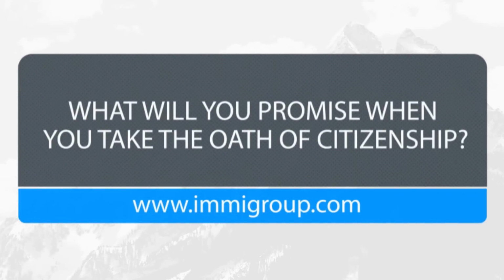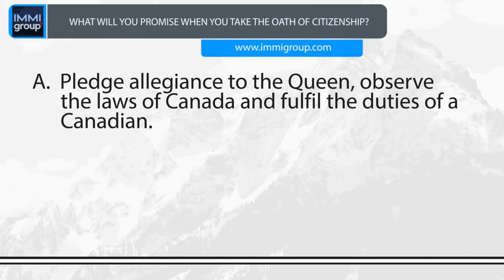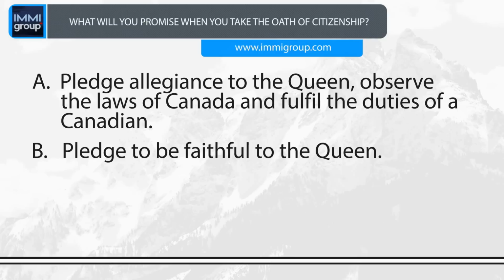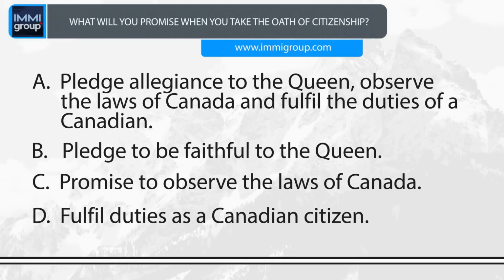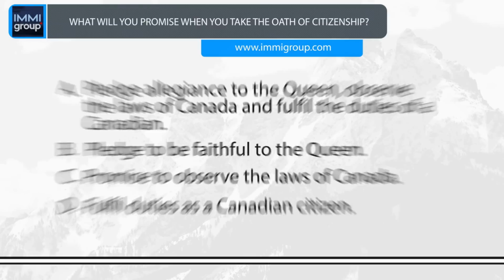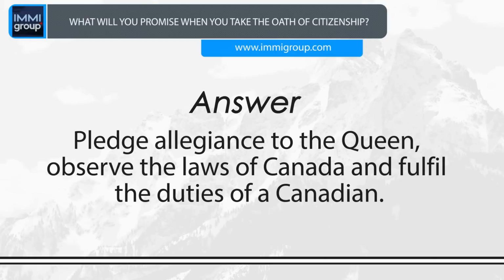What will you promise when you take the oath of citizenship? A. Pledge allegiance to the Queen, observe the laws of Canada, and fulfill the duties of a Canadian. B. Pledge to be faithful to the Queen. C. Promise to observe the laws of Canada. D. Fulfill duties as a Canadian citizen. Answer: pledge allegiance to the Queen, observe the laws of Canada, and fulfill the duties of a Canadian.